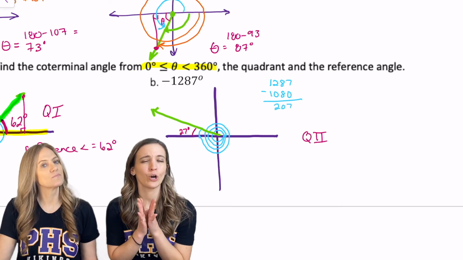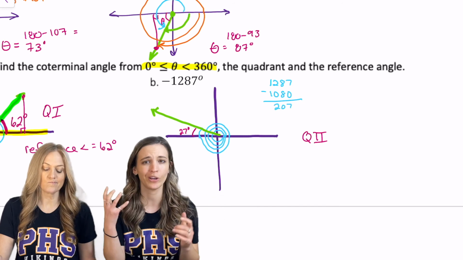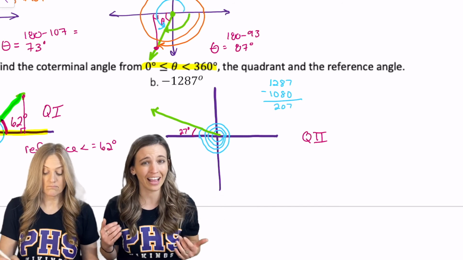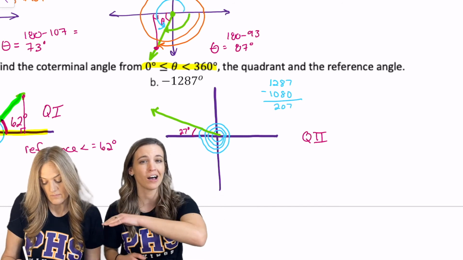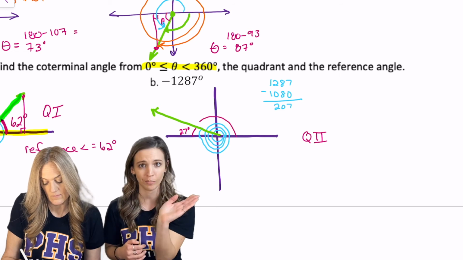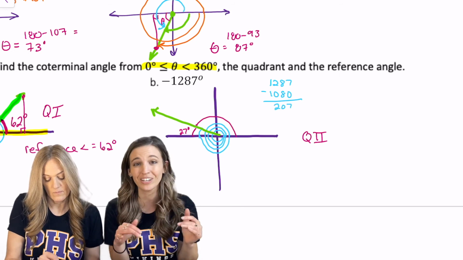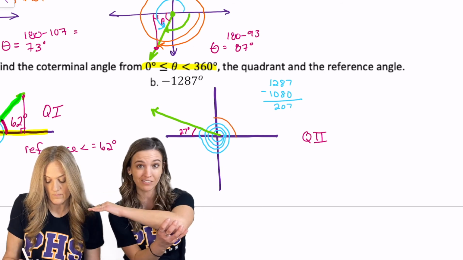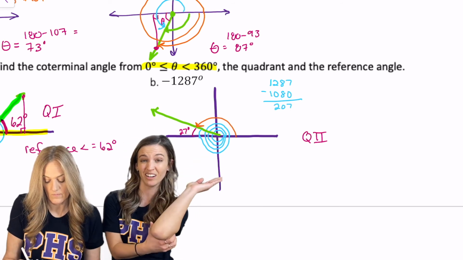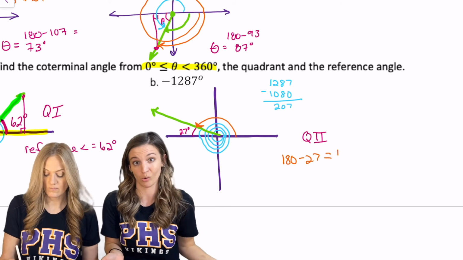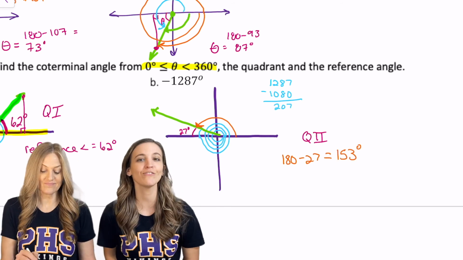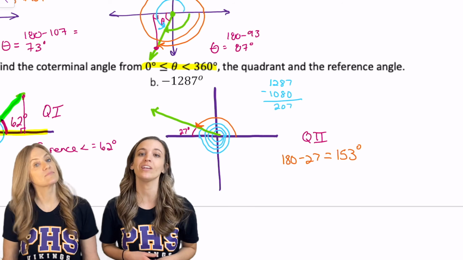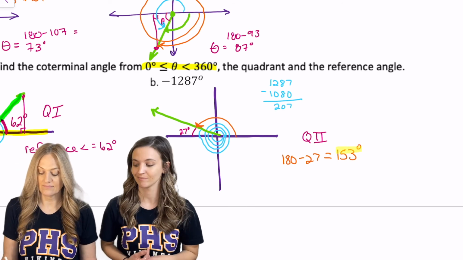Now we want to find a coterminal angle between 0 and 360 degrees. Now remember, these angles in standard position have to start on that positive x-axis and travel to the terminal side. So 27 degrees is not going to be my coterminal angle this time. I've got to go from positive x-axis to the terminal side, so 180 minus 27 degrees, which is 153 degrees, which is between 0 and 360 degrees.